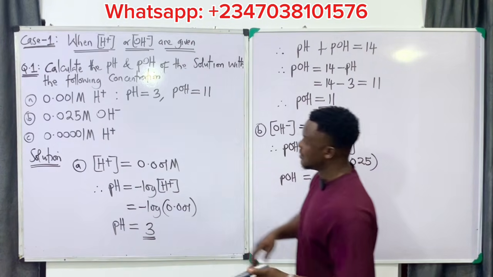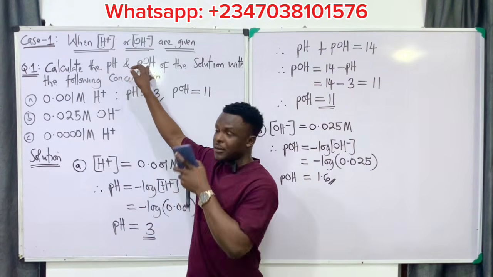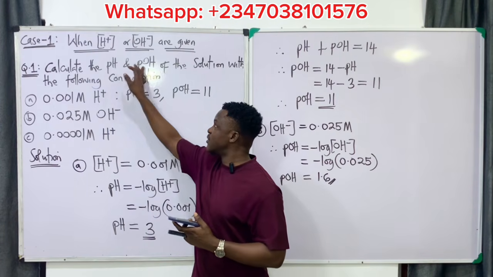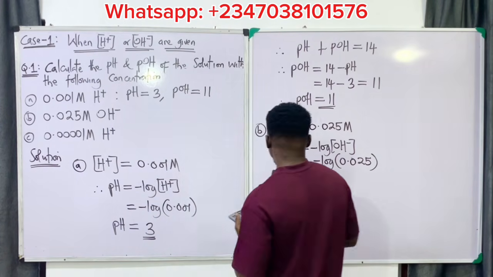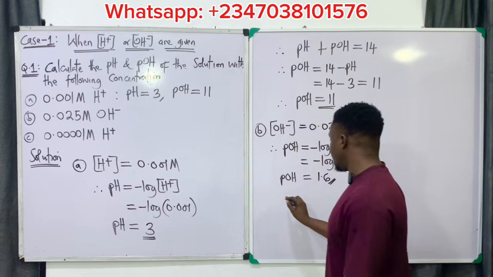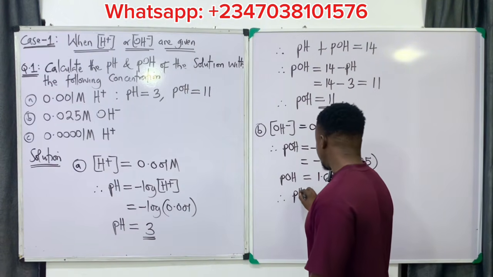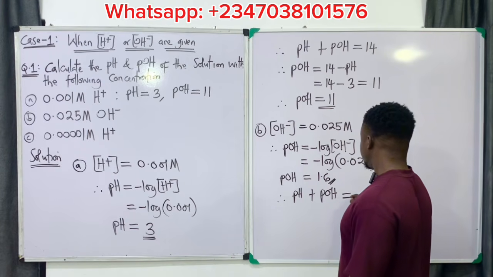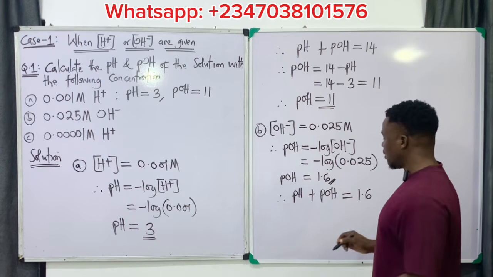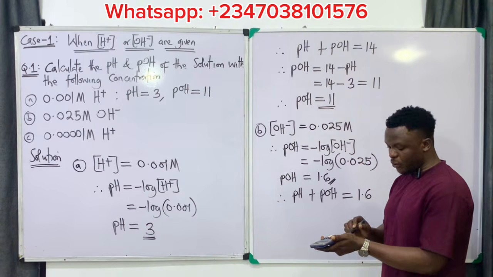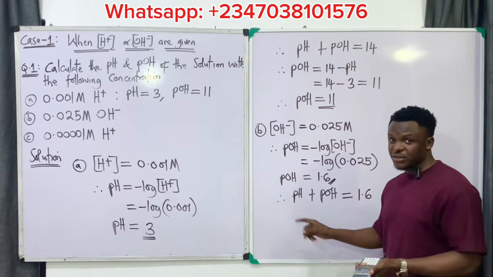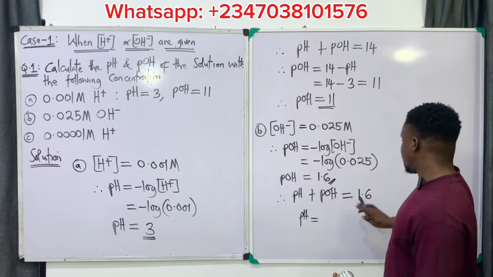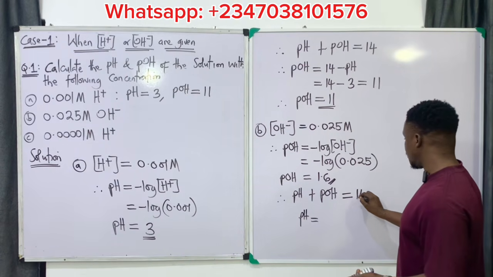But remember they said pH and pOH. It doesn't matter whichever one is solved first. At the end of the day, just get your two parameters. So I've gotten my pOH. So for me to solve for my pH, I'll say pH plus pOH equals 14, not 1.6. What I need to get this time around is my pH.